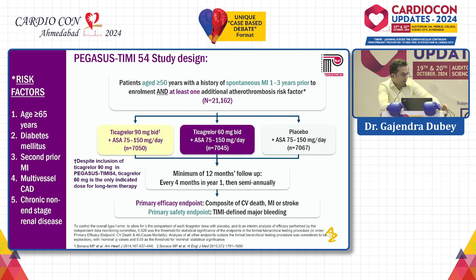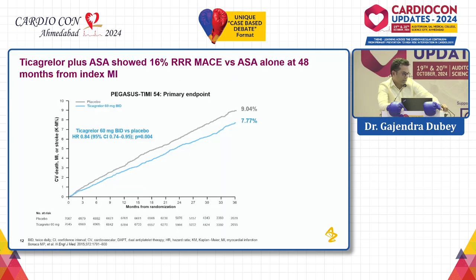PEGASUS-TIMI looked at patients who had a history of MI 1 to 3 years prior to enrollment and had at least one additional atherothrombotic risk factor, and they were divided into 3 arms, that is ticagrelor 90 BD, ticagrelor 60 BD, or placebo along with aspirin. The follow-up duration was around 33 months. The primary efficacy endpoint was the composite of CV death, MI or stroke. In this trial, the primary outcome was reduced by almost 16%, a 16% relative risk reduction in MACE as compared to placebo.